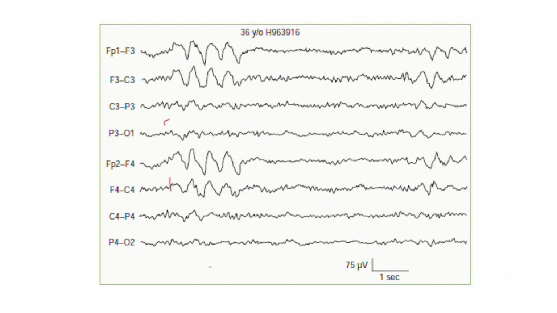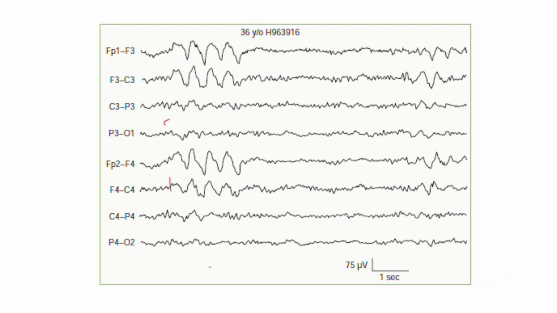Frequency. The waves within the burst occur at a frequency of roughly 2 to 2.5 Hz, placing them squarely in the delta band, less than 4 Hz. Morphology. Unlike the polymorphic, continuous slowing caused by structural lesions, like the glioblastoma in the previous case, these waves are highly rhythmic, sinusoidal, and monomorphic.